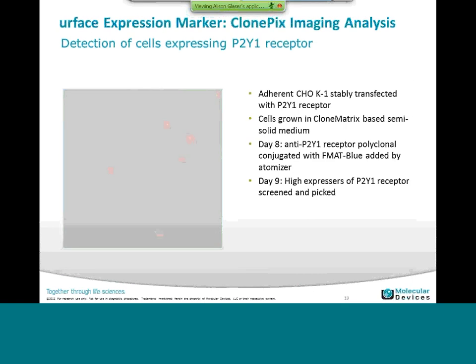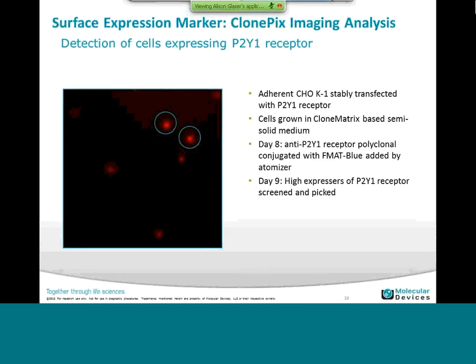P2Y1 receptor belongs in a family of G-protein-coupled receptors and functions as a receptor for extracellular ADP and ATP. While this was imaged using a blue fluorescent labeled polyclonal against the receptor, cells expressing multiple surface proteins or markers can be isolated by multiplexing with up to 3 fluorescent probes simultaneously.